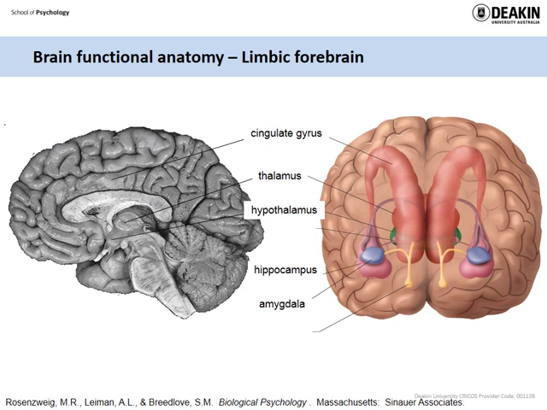The structures labelled generally are considered to form part of the limbic system. And I say generally because there's actually some disagreement as to which ones do and which ones don't exactly form part of the limbic system. In fact, the hypothalamus and thalamus is sometimes not included as part of the limbic system. So these structures of the limbic system, what are they about? What's so important about them?